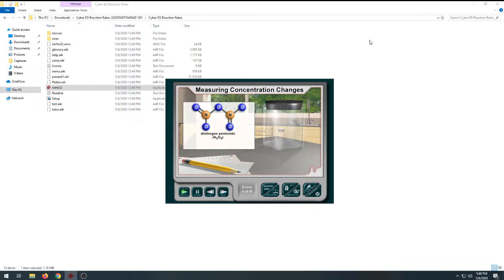If a sample of dinitrogen pentoxide gas is placed in a sealed container, it decomposes, or breaks down, into brown nitrogen dioxide gas and molecular oxygen. The balanced equation for this reaction is shown on your screen. This reaction does not occur instantaneously, so at a given time only a certain fraction of the dinitrogen pentoxide has decomposed.